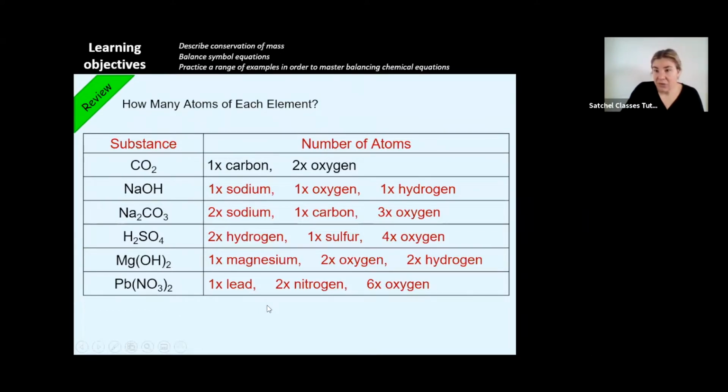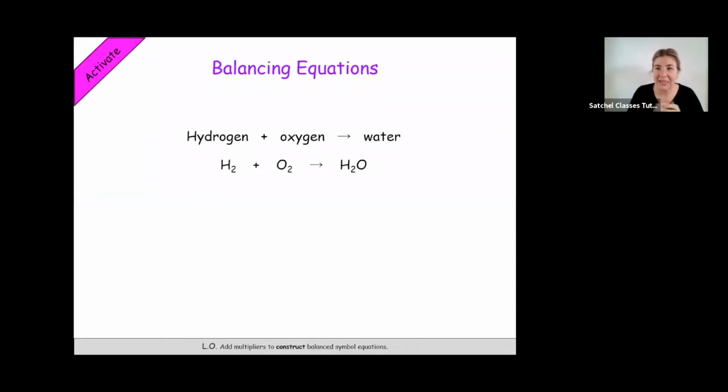If you got a couple of those wrong, I would really strongly suggest that you go back and try and understand it, correct it and have another go, because it's really important before we move on. Okay, let's get to the juicy bit, the balancing equations bit.